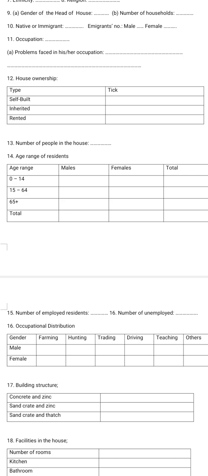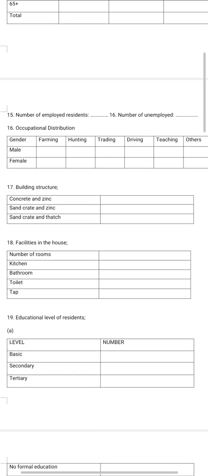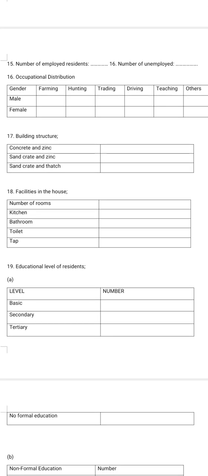You write all these things in your exercise book or your official sheet, not on the questionnaire, please. When you print out a questionnaire, it only aids you in asking the questions to get the information written in your exercise book or official sheet. Then ask for the number of employed residents living in that very house and the number of unemployed residents. Occupational distribution: those who are farmers, hunters, traders, drivers, teachers, and other occupations. You write them all down, both male and female.